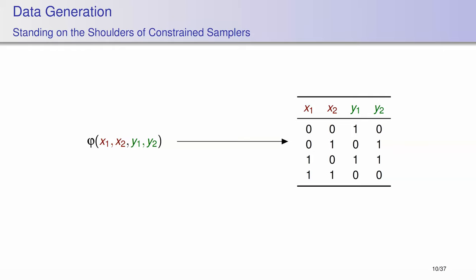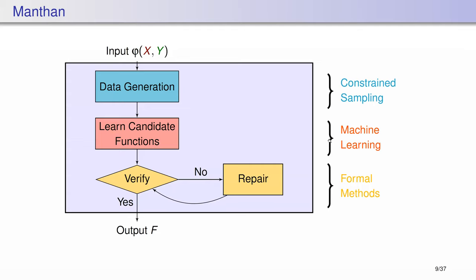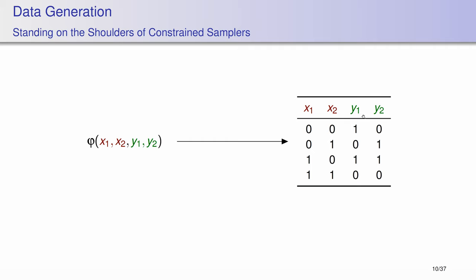Right, so let me give you a quick overview of how all of this works out, and then we'll dive deep. We start with a specification. From this specification, we are going to generate the data. This data is essentially all the points, the values of x1, x2, y1, y2 that satisfy this specification.